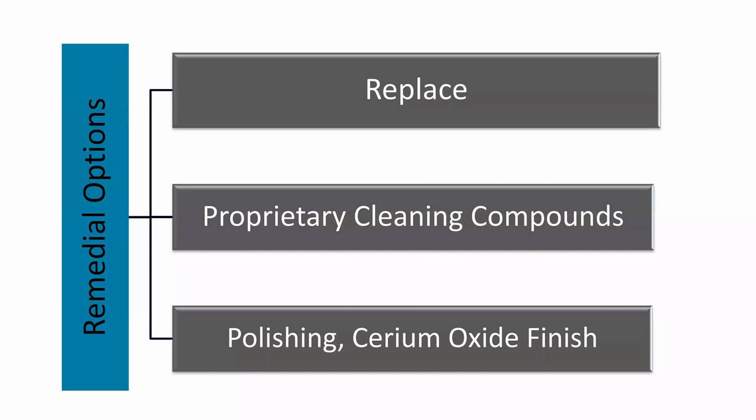Well, now that we've identified what constitutes damage, what are our options in terms of remediating that damage? Well, there's three. One is to replace the glass product. The second is to use some of the proprietary glass cleaning compounds available on the market. And lastly is to perform a more labor-intensive polishing effort that finishes with a cerium oxide paste that restores the glass to optical clarity, and we'll take a look at that shortly.